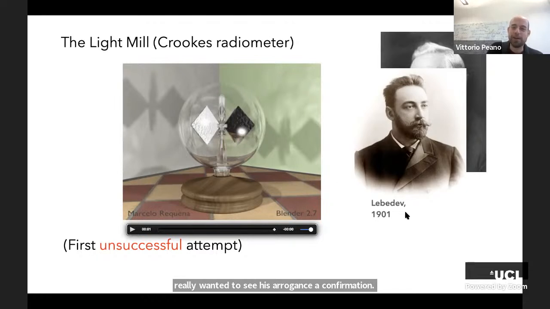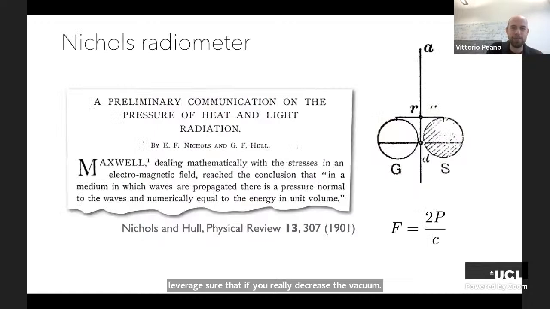Shortly thereafter, Lebedev showed that, first of all, this thing works only if it's at least partially under vacuum. But if you really decrease the pressure very much, it just stops working, it doesn't rotate at all. And indeed, this is not how people measure radiation pressure.